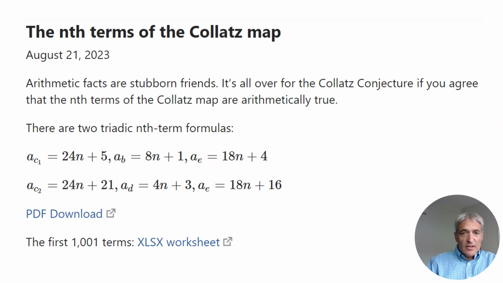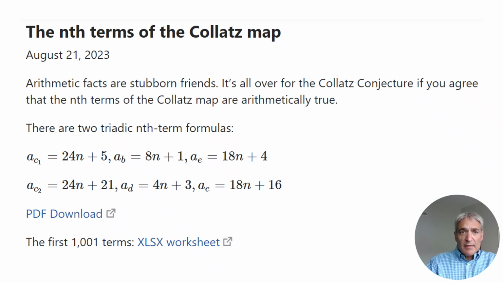Arithmetic facts are stubborn friends. It's all over for the Collatz conjecture if you agree that the nth terms of the Collatz map are arithmetically true. I'm going to read from a paper that I wrote and last revised on August 21st, 2023.